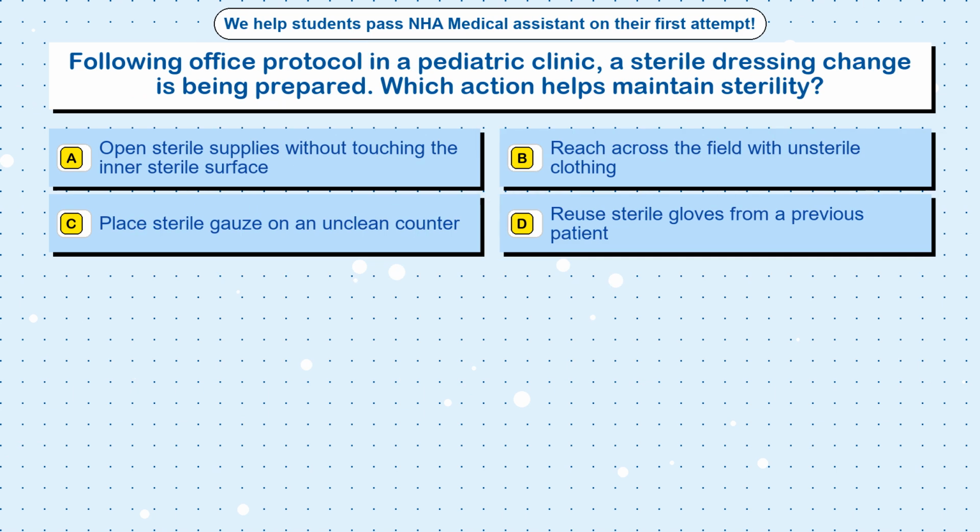Question 31. Following office protocol in a pediatric clinic, a sterile dressing change is being prepared. Which action helps maintain sterility? Option A, open sterile supplies without touching the inner sterile surface. Option B, reach across the field with unsterile clothing. Option C, place sterile gauze on an unclean counter. Option D, reuse sterile gloves from a previous patient.